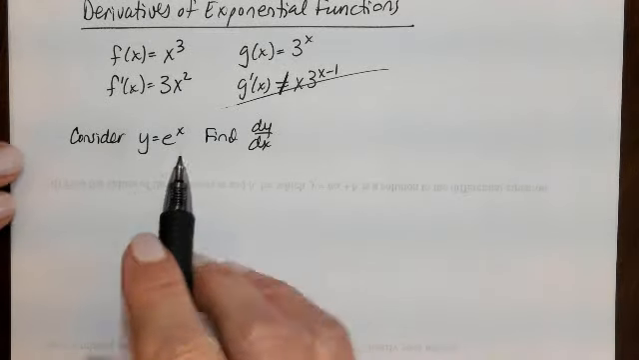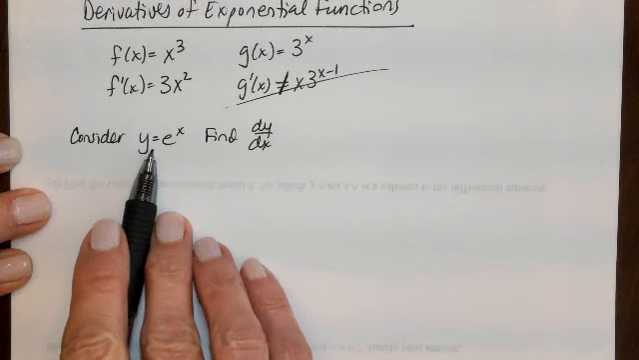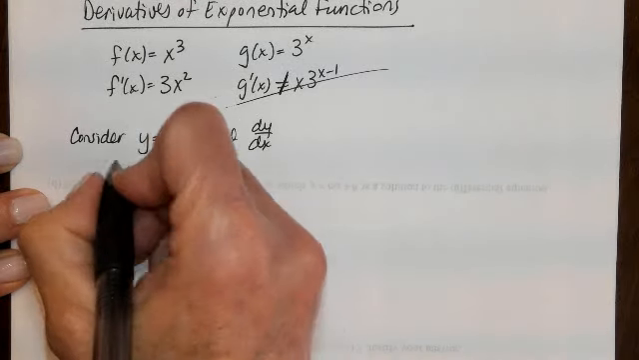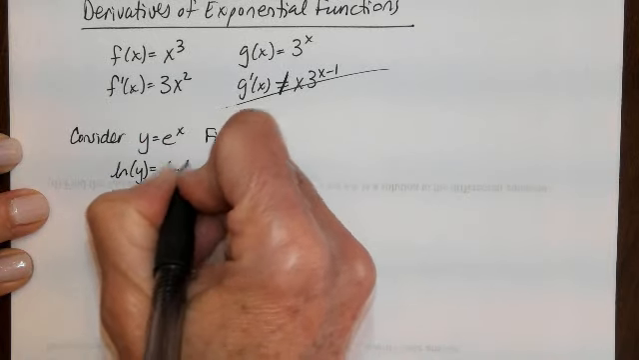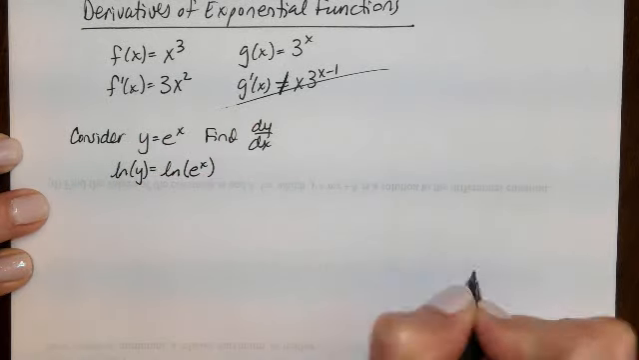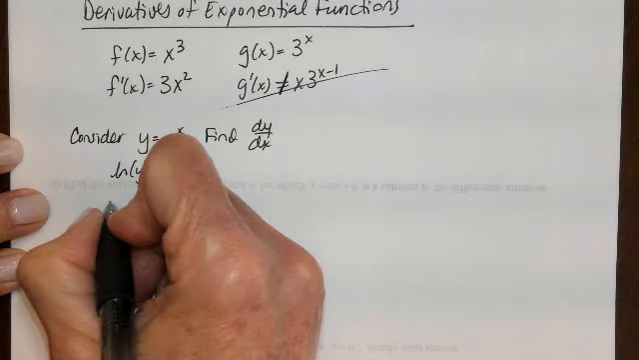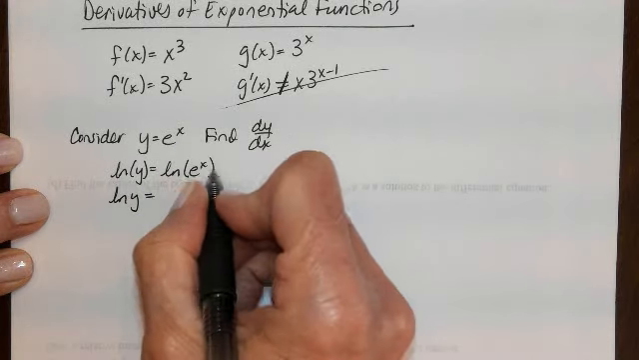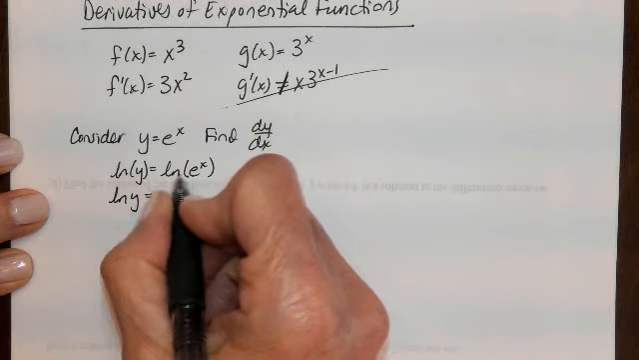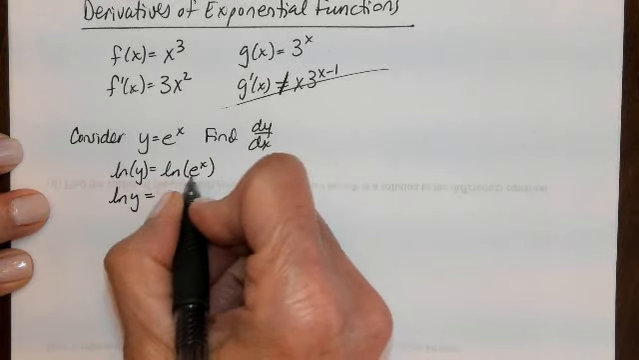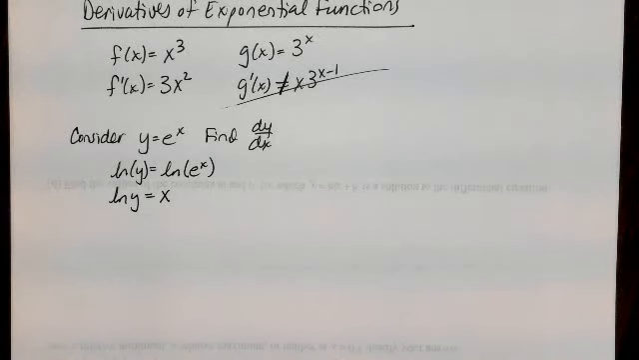Okay, all right, so I'm going to begin with this little equation, and I'm going to ln both sides. So I'll have ln of y is ln of e to the x. Now I have ln of y is equal to, I'm going to move the exponent to the coefficient, and then I'll be left with ln of e, which is just 1, so this is just x, right?